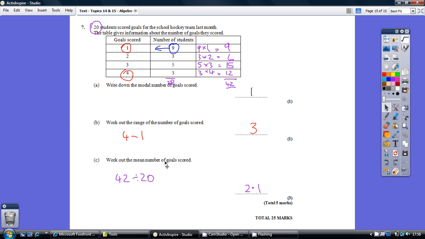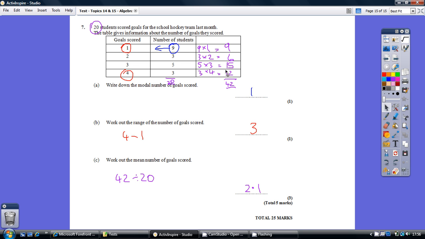Now for the mean, remember for the mean we need the total number of goals scored divided by the number of students. So goals scored, how do we do that? Well, you've got to cross multiply. 9 students scored 1 goal. So how many goals is that? That's 9 ones are 9. 3 students scored 2 goals. 3 twos are 6. 5 students scored 3 goals, and so on.